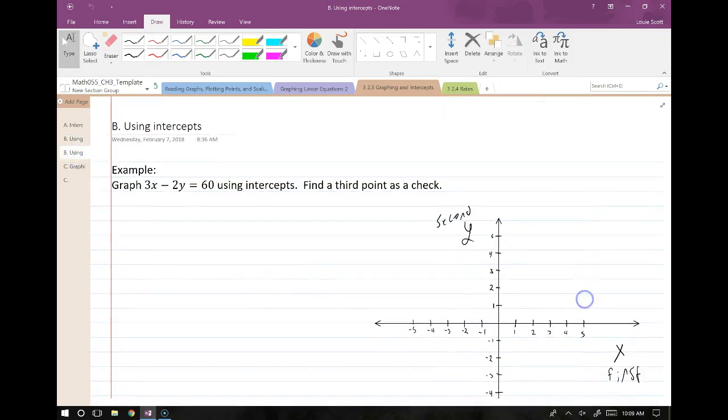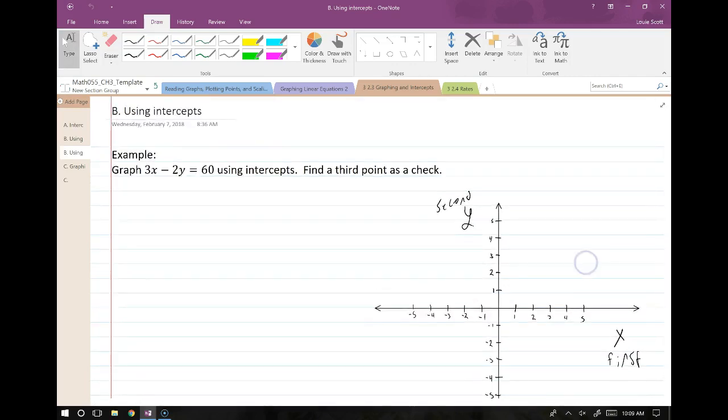All right, let's go ahead and use intercepts again to graph the function 3x minus 2y equals 60. So right off the bat, we're going to calculate the y-intercept. So I'm going to say y-int. These are my calculations for y-int. So I have 3x minus 2y equals 60. Now remember, to find the y-intercept, we set x equal to 0, then we solve for y. Okay, so if x is equal to 0, then 3x goes away, because 3 times 0 is 0.